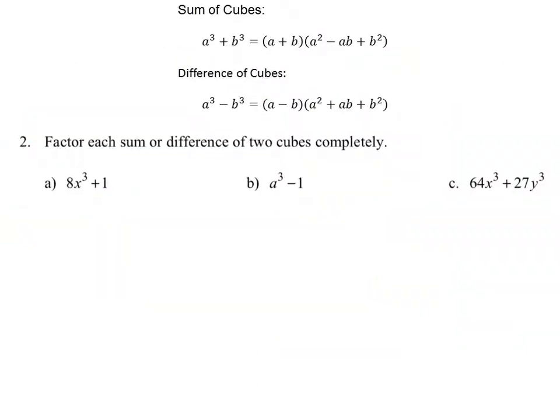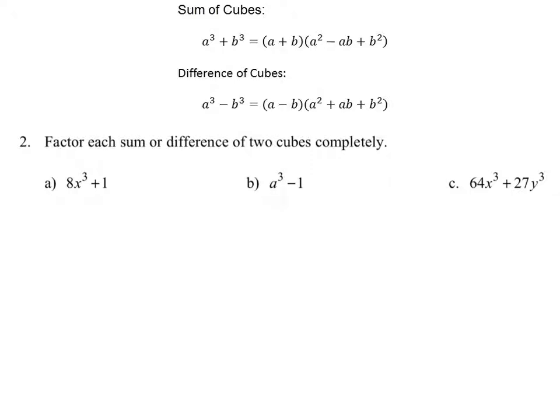Now we're moving on to polynomials that are either a sum of cubes or difference of cubes. The model equation for the sum of cubes is in the form of a cubed plus b cubed, and the factors are a plus b and the factor a squared minus ab plus b squared. For the difference of cubes, the polynomial is in the form of a to the third minus b to the third, and the factors are a minus b, and the second factor is a squared plus ab plus b squared.